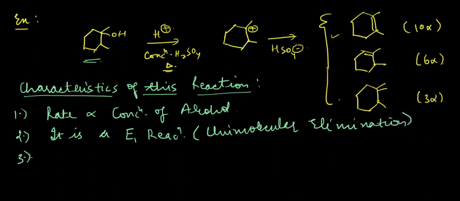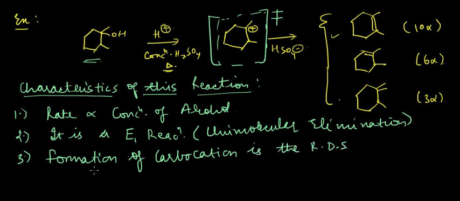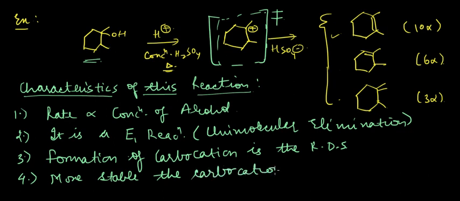Okay, third point I can say is the formation of carbocation is the rate determining step. What is the carbocation here? This was the carbocation here. So this is an intermediate over here. So formation of carbocation is the RDS. We saw this in the graph as well in the previous lecture. Okay, so the more stable the carbocation, the more is the rate of reaction. Simple.